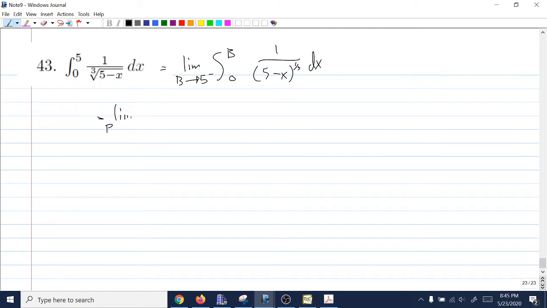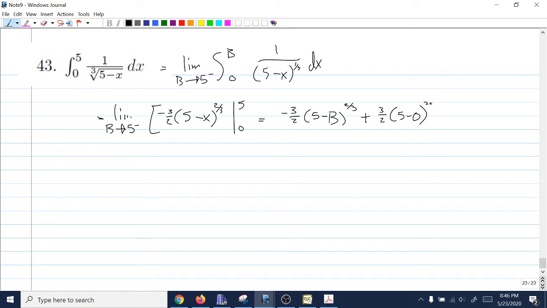This is the limit as b approaches 5 from the left of, I can do that integral. That's 5 minus x to the negative 1/3. I'll get 5 minus x to the positive 2/3, divide by 2/3, 3/2, divide by the x coefficient, negative 3/2. Now evaluate that from 0 to b. This is going to be negative 3 halves 5 minus b to the 2/3 minus negative 3 halves 5 minus 0 to the 2/3.